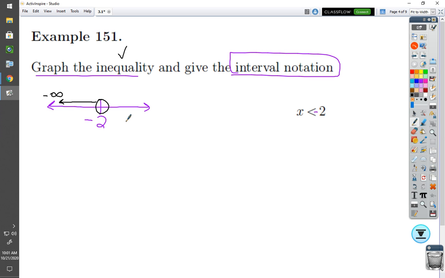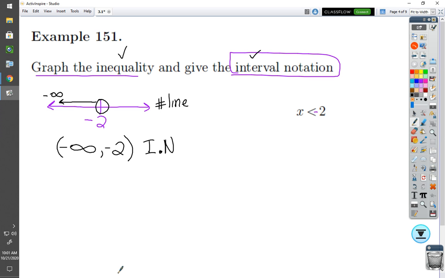Second thing is it wants me to make the interval notation. Small number, big number, always small, comma big. Then the question is, what do I put around it? This is never a question. Always a parenthesis. I go to the original problem. There's no equal sign. No equal sign, no bracket. Got to use a parenthesis. Second part done. I have my number line. I have my interval notation.